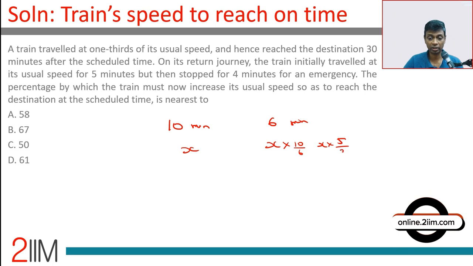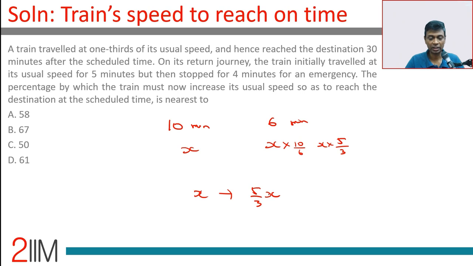If the time taken should reduce, speed should increase. And it's the same ratio. 10 falls to 6, x should increase to x into 10 by 6, x into 5 by 3. X goes to 5 by 3x, an increase of 2/3 of x, or 67%. It's a beautiful question because you're just thinking in terms of ratios, and you're through. You don't need distance by time or speed into time or distance, none of that. Just think in terms of ratios, you're good to go.